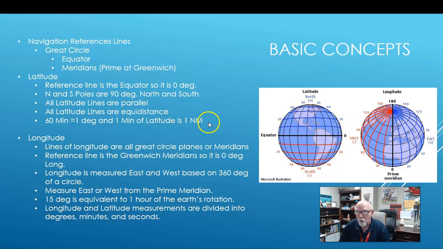So when you try to measure distance on your sectional chart, you can actually use the latitude lines, the vertical lines, 1 minute, and count that as 1 nautical mile. We'll talk about what a nautical mile is a little bit later.